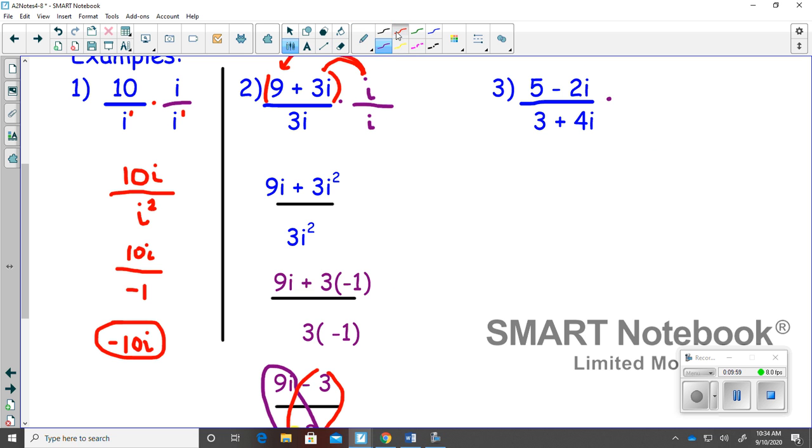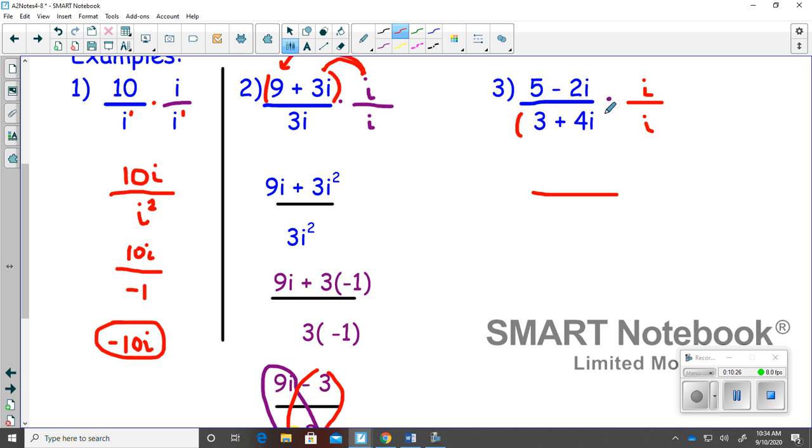In this problem, this is actually the incorrect method, so right now just make sure you're watching. So don't write this down. But I'm doing this because I've seen this mistake made commonly by students in the past. This problem is different than the first two because it has two terms in the denominator. It's a binomial. So multiplying by i is not going to help me, and here's why.